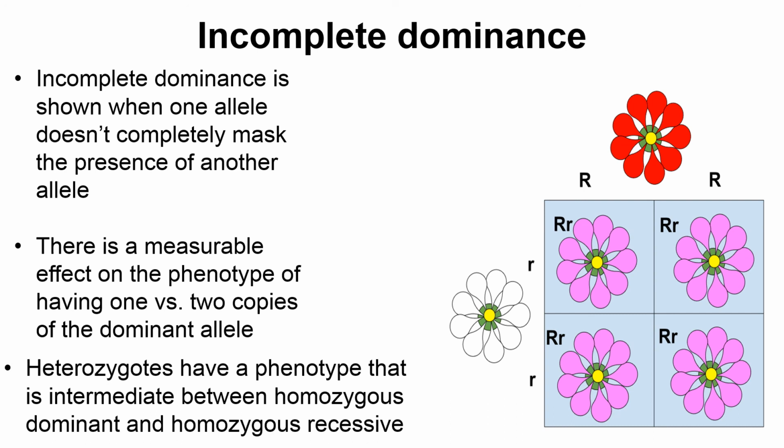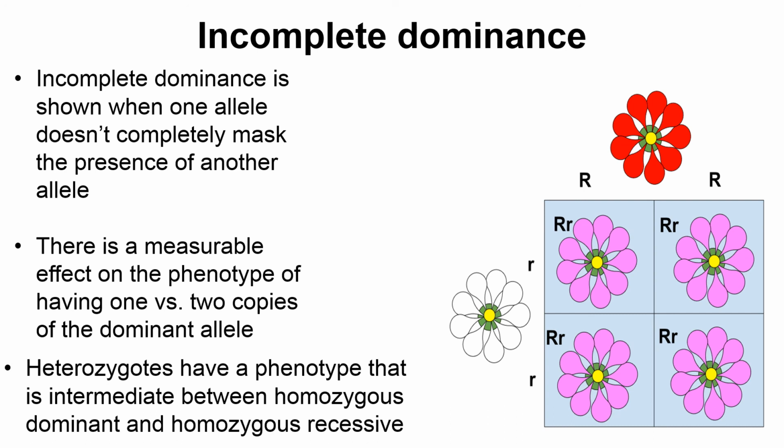So in this case, red is dominant to white. So we're going to cross a homozygous dominant flower with a homozygous recessive flower. So after we do the Punnett square, we have 4 offsprings that are heterozygous. And if we look at the offsprings, we see that they're all pink, which is an intermediate between red and white. So what is happening here?